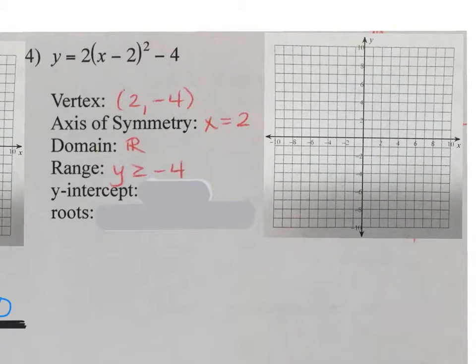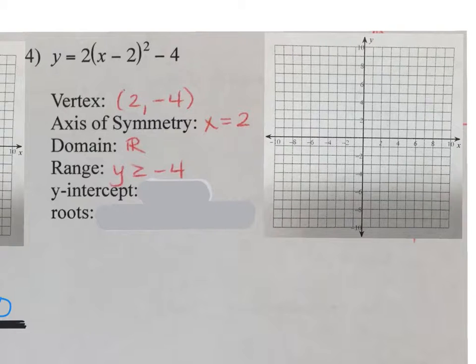All right, question 4. I think that you are probably okay with where I'm getting the vertex, the axis of symmetry from the x, domain, always all real numbers, and then the range greater than, because I'm opening up, and negative 4, because that's the y value.